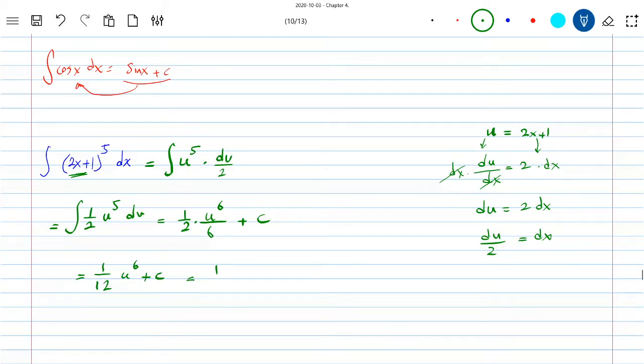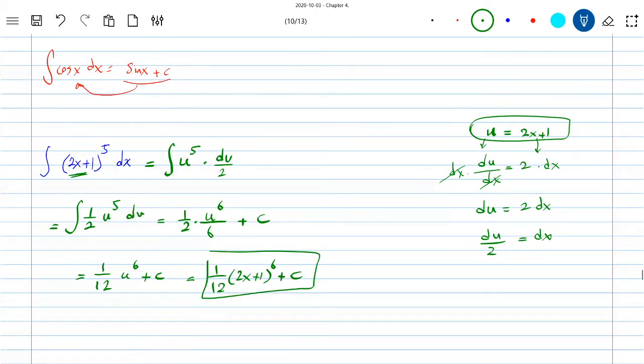And what is u? We picked it originally to be 2x plus 1. So this is 2x plus 1 to the power 6, plus c. This is our integral. You can always check by taking the derivative to see if you really get the inside term. If you apply the chain rule, the general power rule, you'll get the derivative to be 2x plus 1 to the power 5.